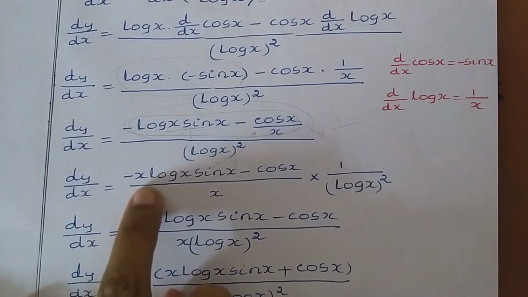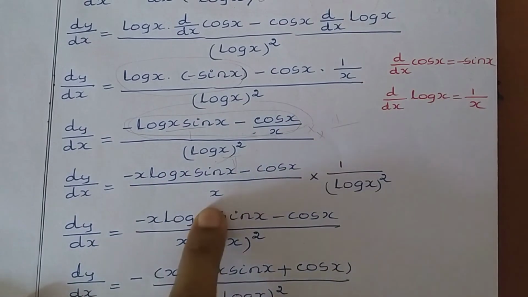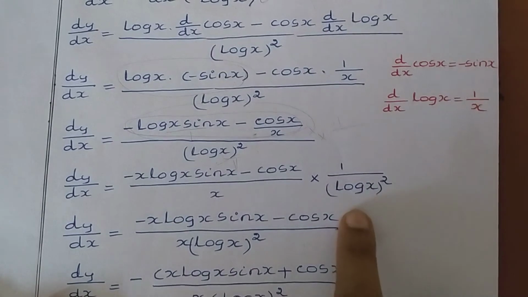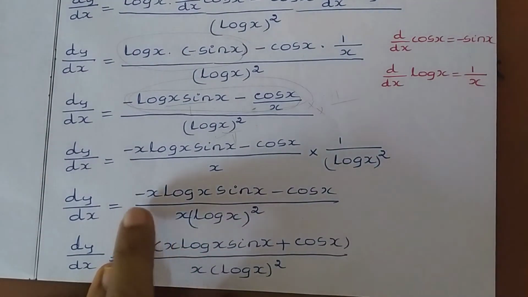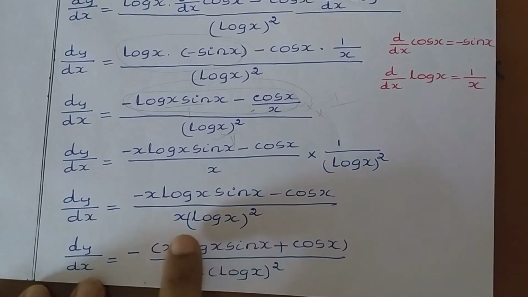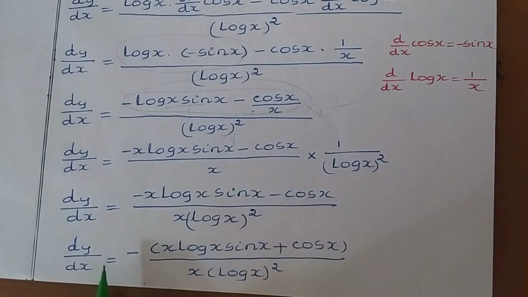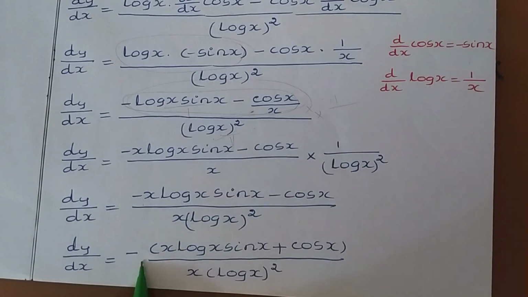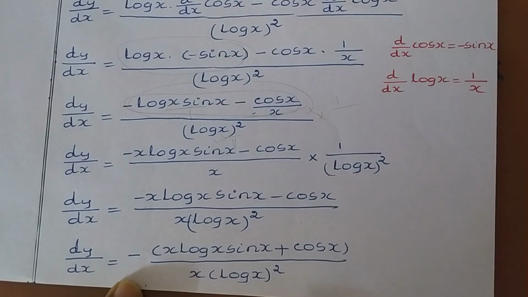So we get minus x log x sin x minus cos x divided by x into 1 divided by log x whole square. If I write this together, we get finally minus x log x sin x minus cos x divided by x log x whole square. Now I am taking the minus sign out, so we get the final answer dy by dx is equal to minus x log x sin x plus cos x divided by x log x whole square.